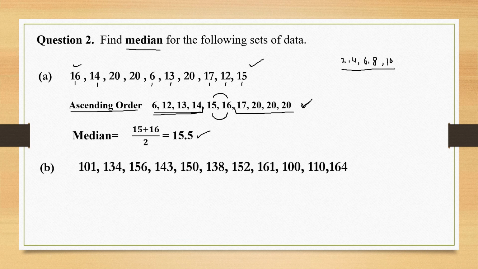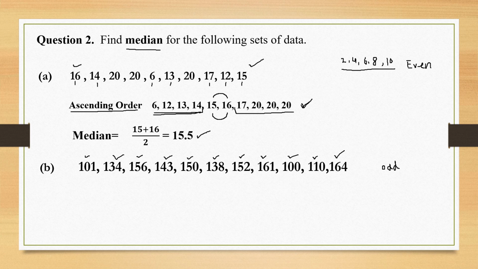Now look at part B. In part B, first of all, we will count the numbers. How many numbers we have? 1 2 3 4 5 6 7 8 9 10 11. So we have 11 numbers. 11 means that we have odd numbers. When you have even numbers, after arranging the data in ascending order, the middle two numbers will be added and then divided by 2.